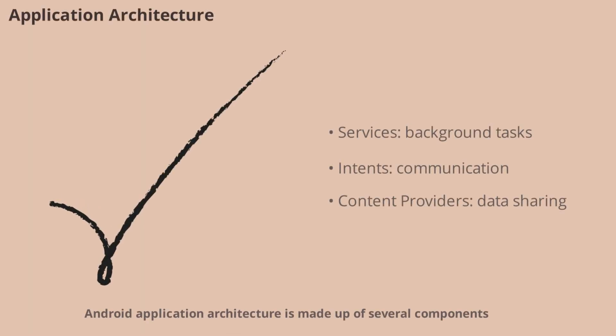Android application architecture is made up of several components: services for background tasks, intents for communication, resource externalization for managing strings and graphics, notifications for user alerts, and content providers for sharing data. Each plays a unique role in building robust, modular apps.